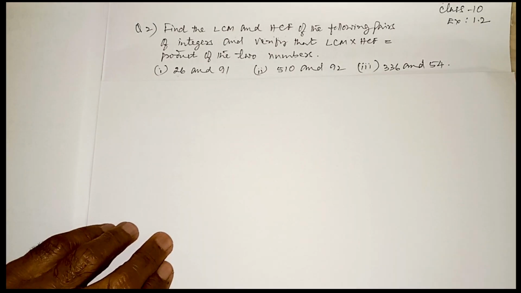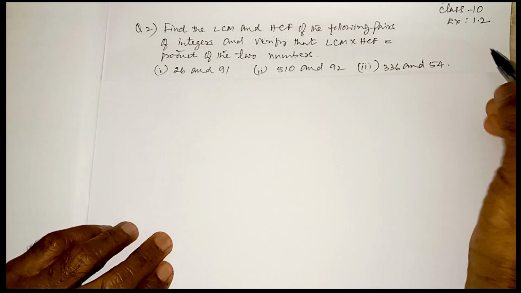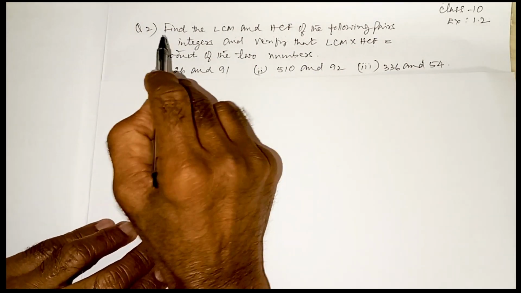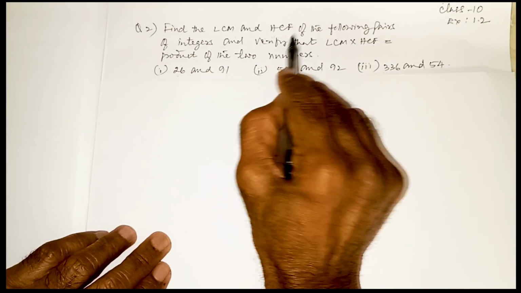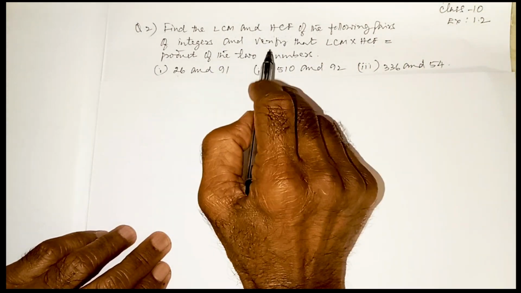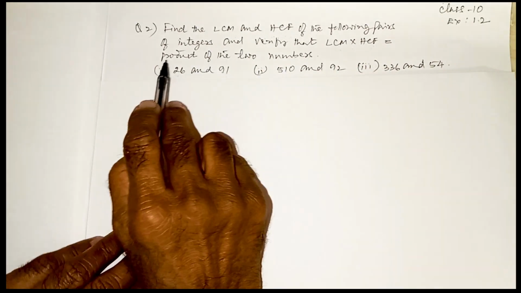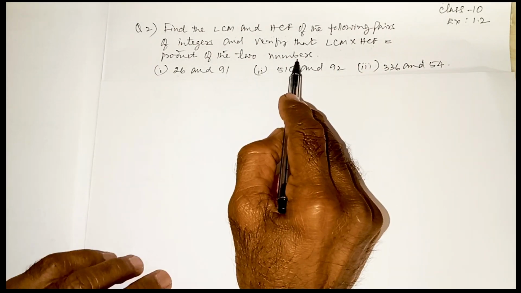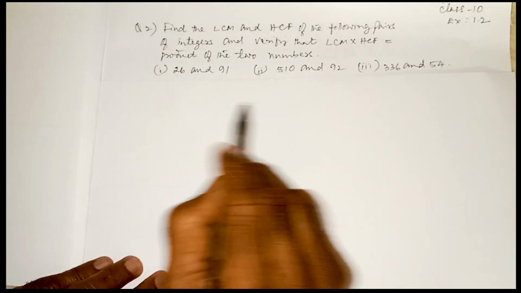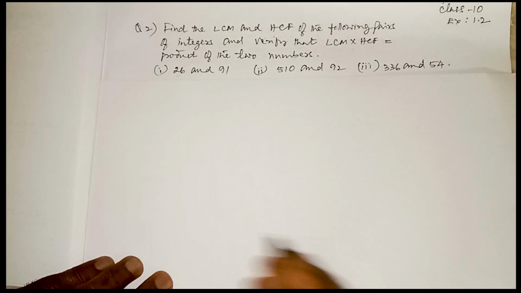Well, students, we move on to question number 2 of exercise 1.2. The question is, find the LCM and HCF of the following pairs of integers and verify that LCM into HCF is equal to product of the two numbers. We have 3 sub-questions. Let us try one by one.